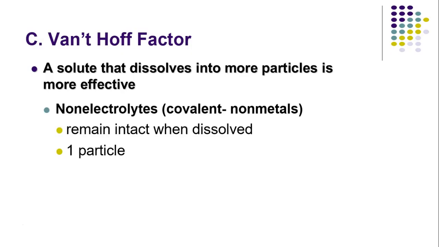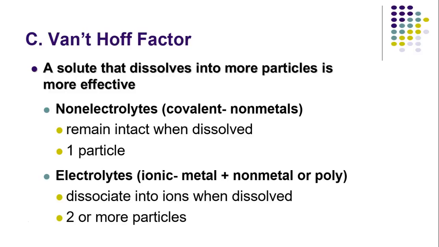Breaking down into non-electrolytes, so things like sugar, they're covalent molecules. They're made up of nothing but nonmetals, carbon, hydrogen, oxygen. Those remain intact when dissolved. They don't break up. So when you're looking at the Van 't Hoff factor, this would just be one particle.